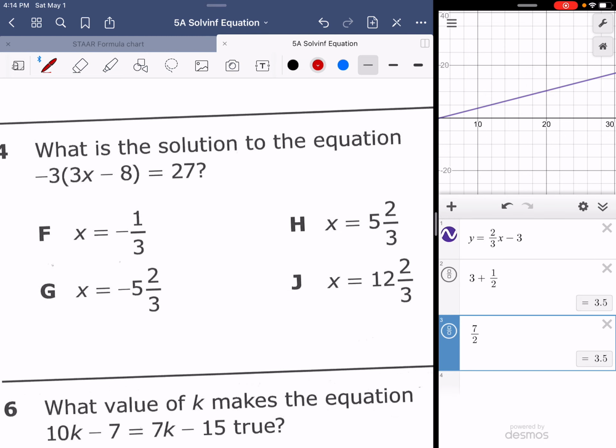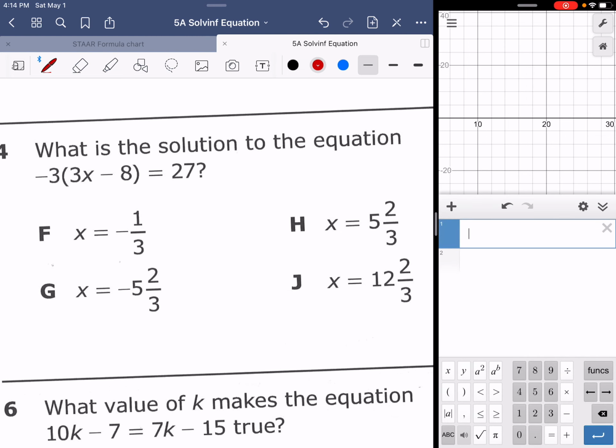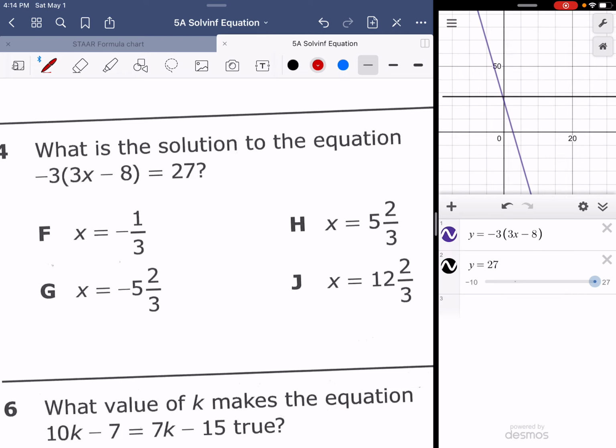And again, if you don't want to do it all by hand, you can always put y equals what? Negative 3, 3x minus 8, y equals 27, like that. You can always do it like that.